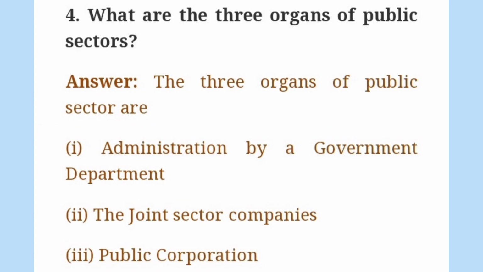Fourth question, what are the three organs of public sector? Answer, the three organs of public sector are, first point, administration by a government department. Second point, the joint sector companies. Third point, public corporation.